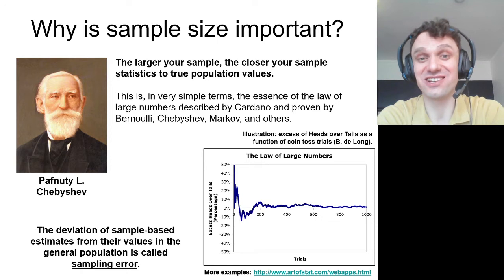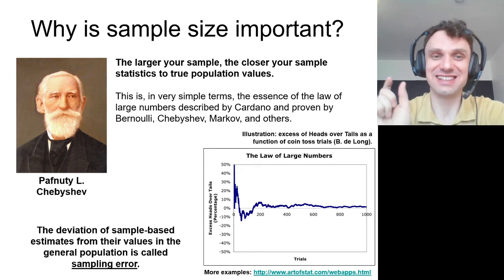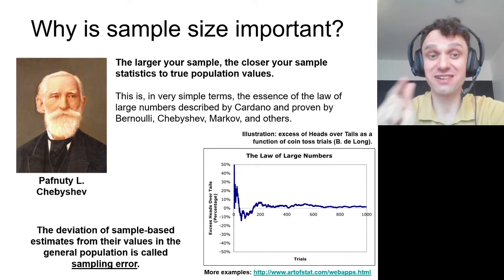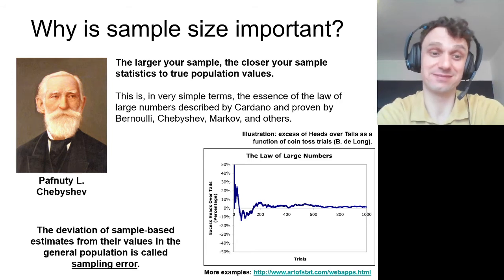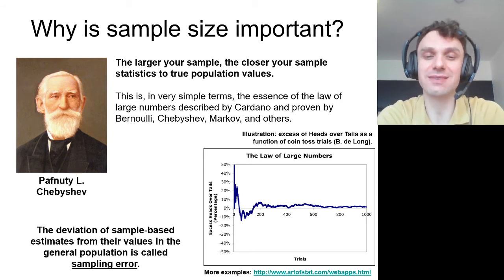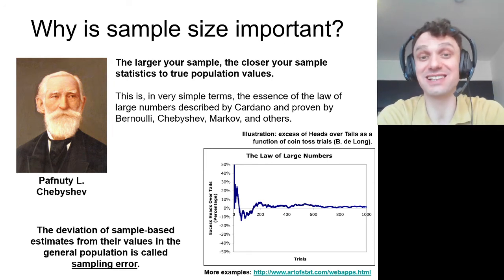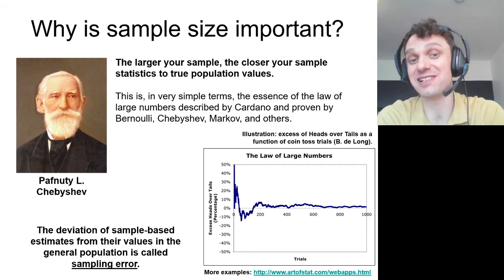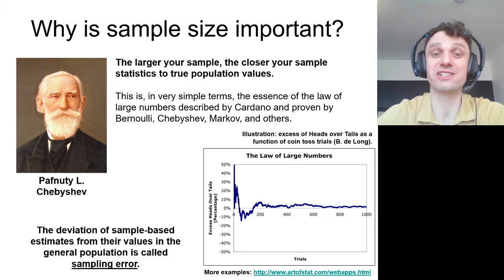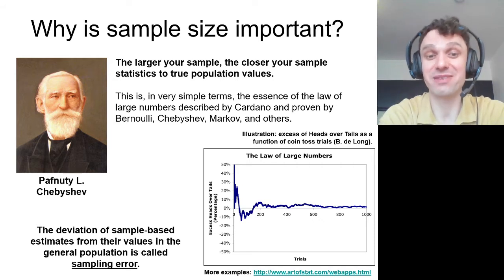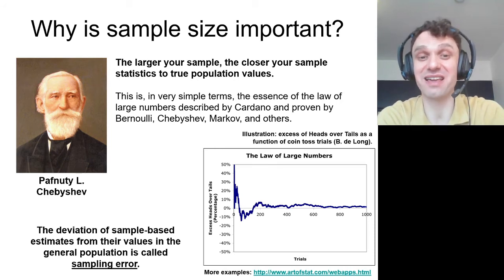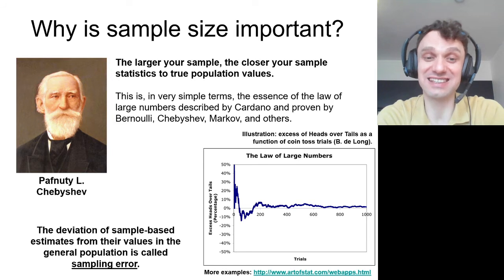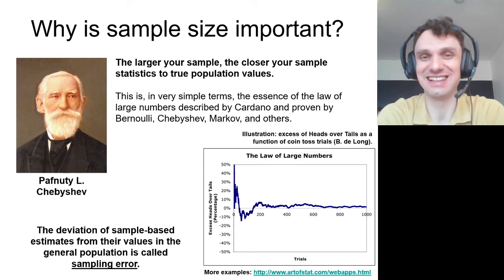And the deviation of your sample estimate from your true population value is called sampling error. Here on this graph at the bottom of this slide, you can see an illustration which comes from a very simple study where people are just throwing a coin many times, and then for each amount of trials, they measured the excess of heads over tails.